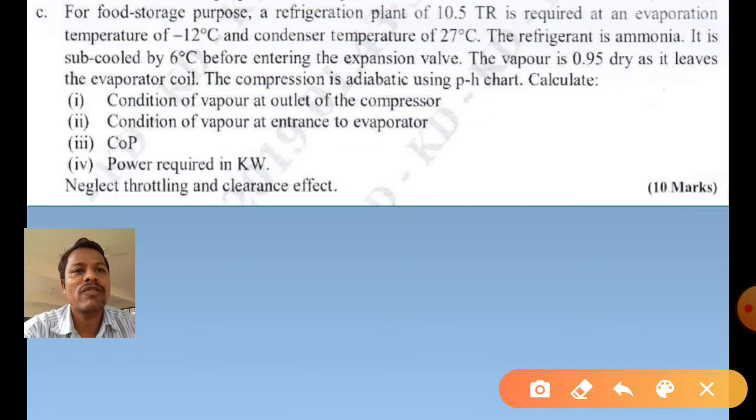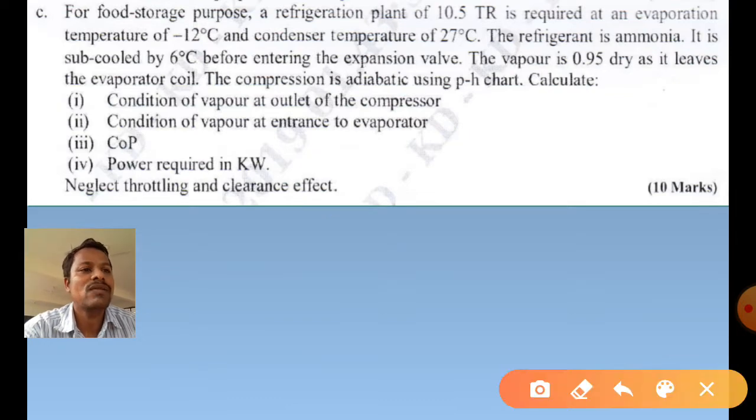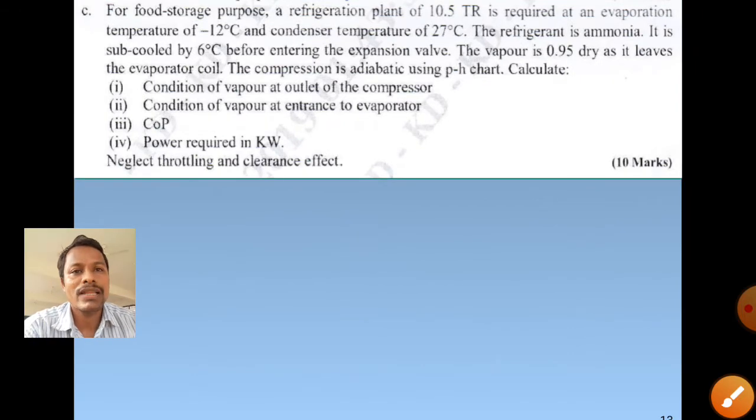Then again the condition of vapor at the entrance to the evaporator. At inlet of evaporator, that is state 4, what is the condition? State 4 is in the wet region, so how much is the dryness fraction at state 4 we have to decide. Then again COP for this refrigerator we have to decide. Then again power required in kilowatt we have to calculate, neglecting the throttling and clearance effect. So it is a 10 marks problem from a VTU question paper. So we need to solve this problem.